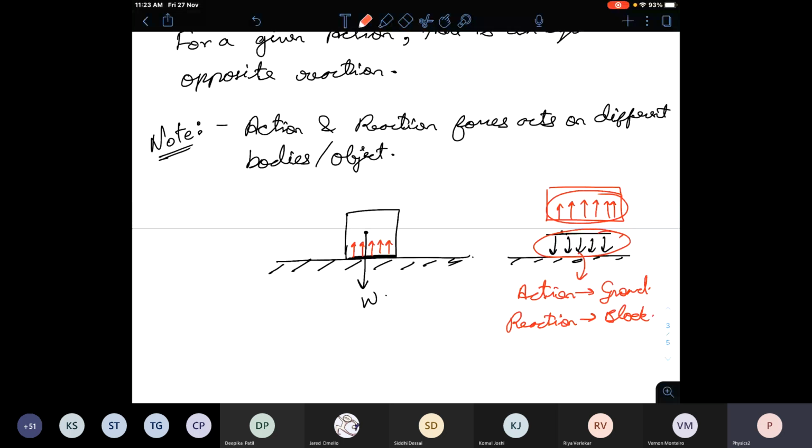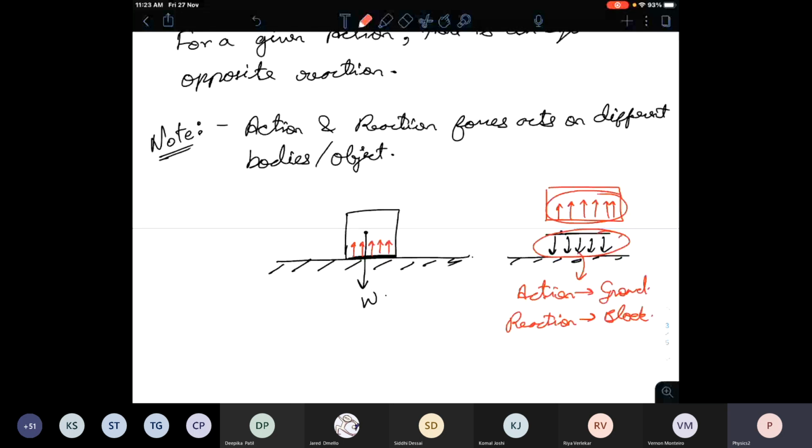There are examples of Newton's third law. We are able to walk because of Newton's third law. When you push the ground backward, the ground pushes you in the forward direction. That is why you move forward. That forward force is friction only.